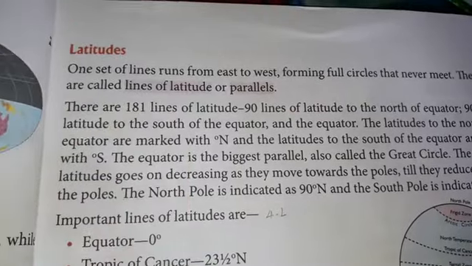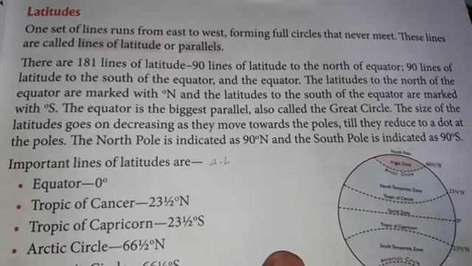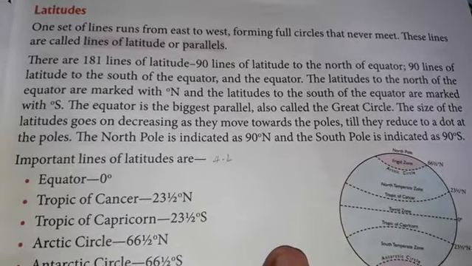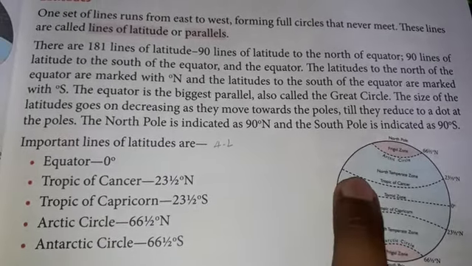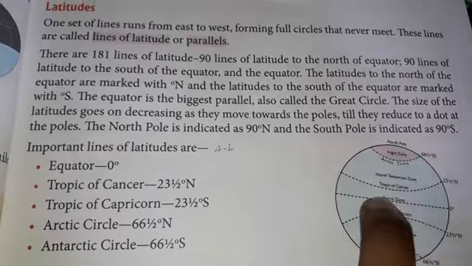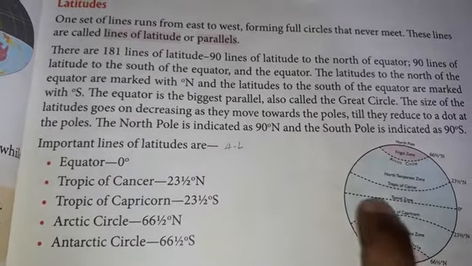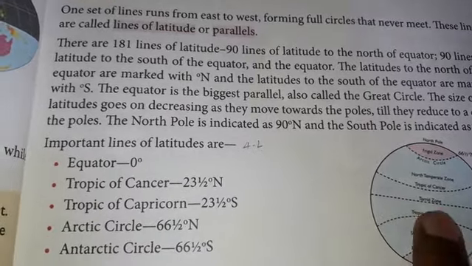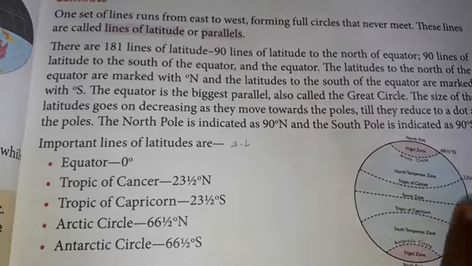There are 180 lines of latitude, 90 lines of latitude to the north of the equator and 90 lines of latitude to the south of the equator. Look at this, 180 lines, 90 lines in the north and 90 lines in the south, and one is the equator. So the total number of lines is 181 lines of latitude.